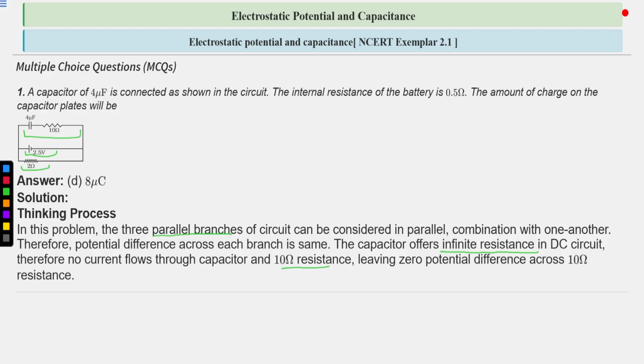So no current flows through this branch. So there is no current through the 10 ohm resistance also, leaving zero potential difference across the 10 ohm resistance. Since there is no flow of current through this 10 ohm resistor, the potential drop across it is zero.